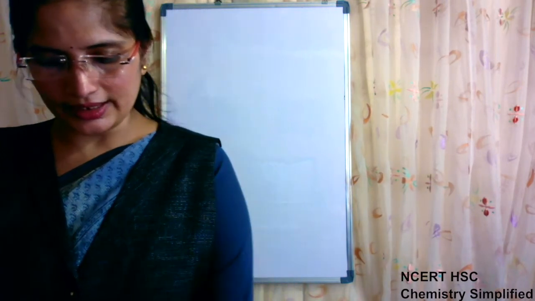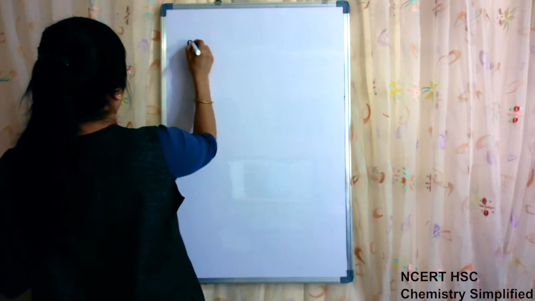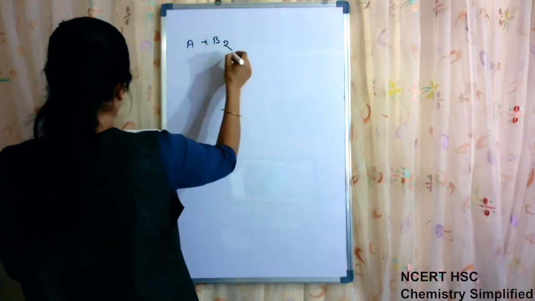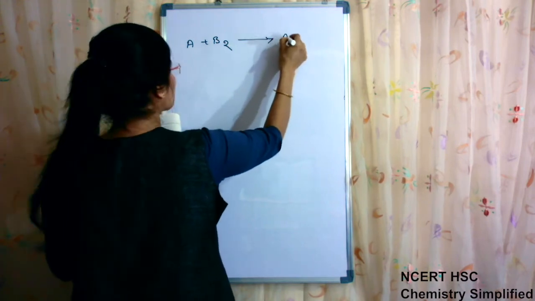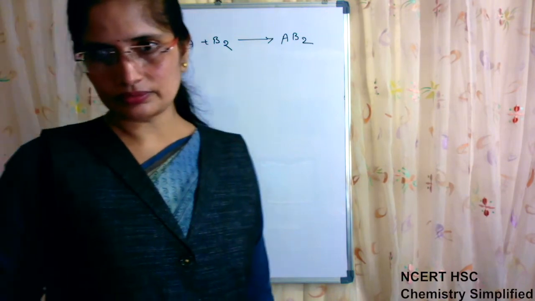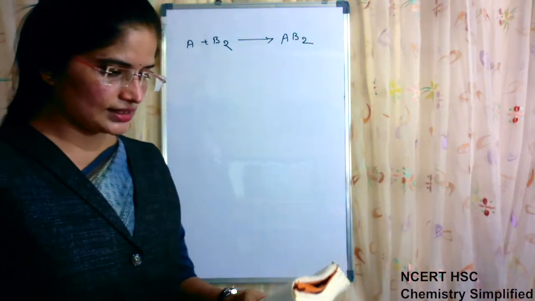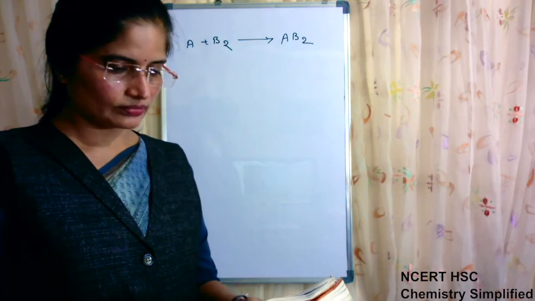Identify the limiting reagent, if any, in the following reaction mixture. Question is simple, but still we make mistakes when we do. A plus B2, question number 23 of your book, 1.23. A plus B2 gives AB2. This is the equation given. Okay. According to this, they are saying identify the limiting reagent in the following reaction.